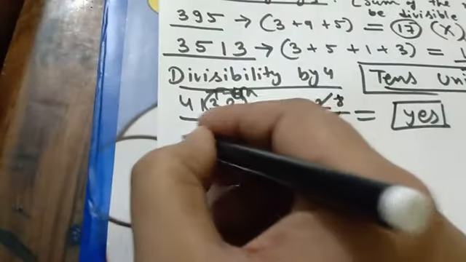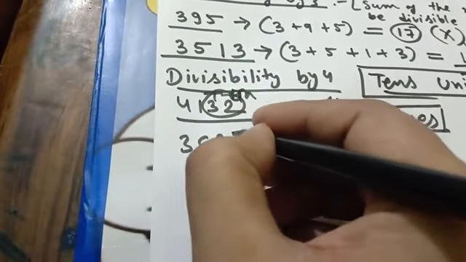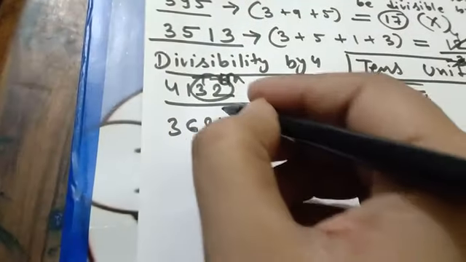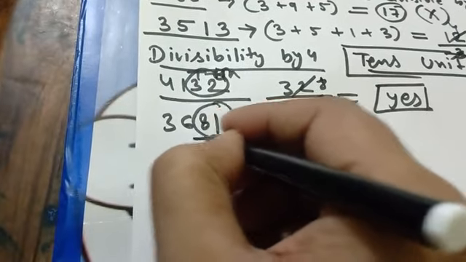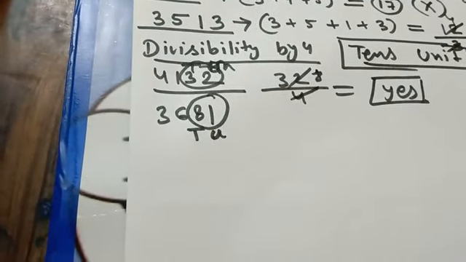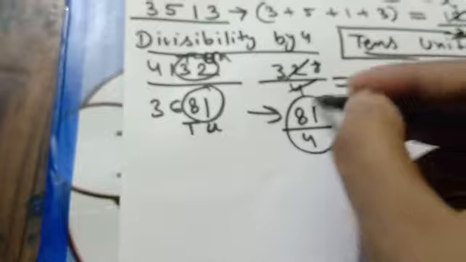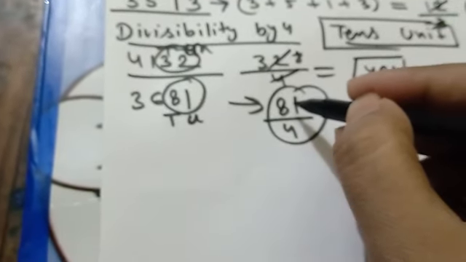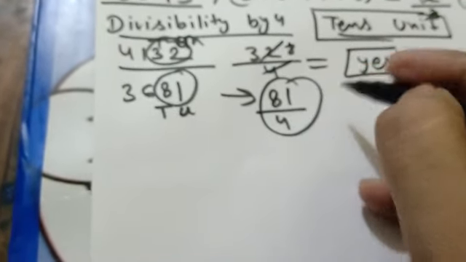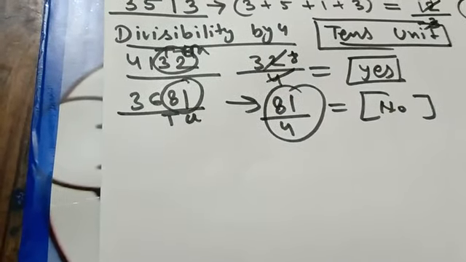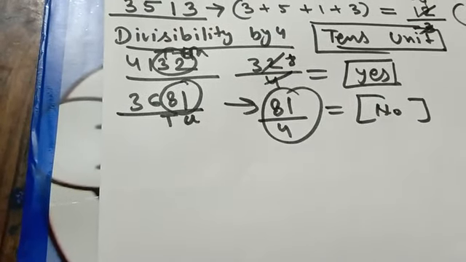One more example. Now we have to observe the digits in the tens place and unit place. 81. Since 81 is not completely divisible by 4, I mean to say that 4 cannot divide 81. So the whole number cannot be divided by 4. So we can say that 3681 is not divisible by 4.